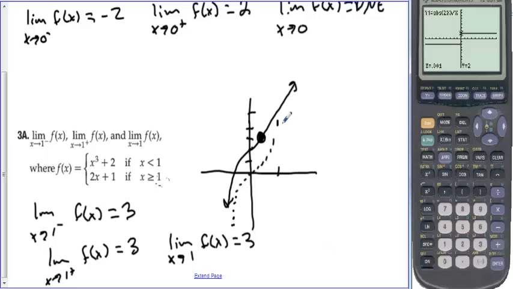If this line would have been up here, let's say same line, same slope, but pushed up 1, then this piece would not come in contact with the other piece. And we would have a left-sided limit of 3, the right-sided limit would be 5, and then the limit at 1 would not exist.